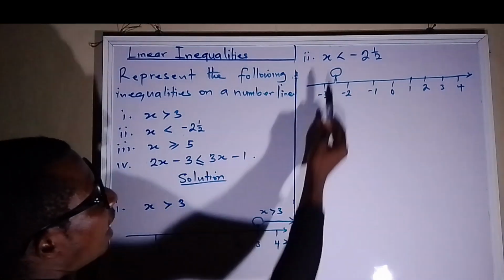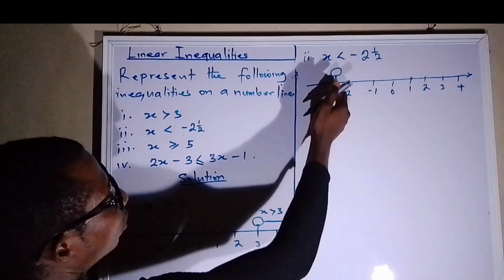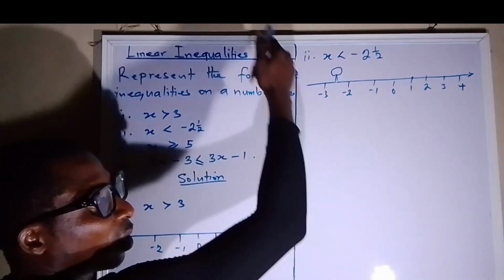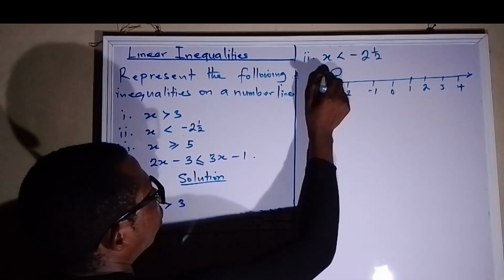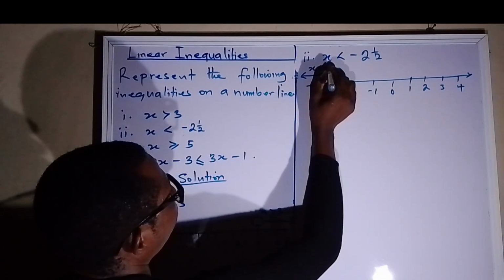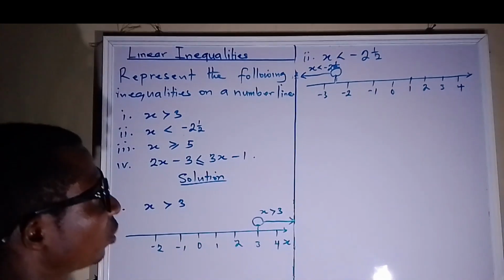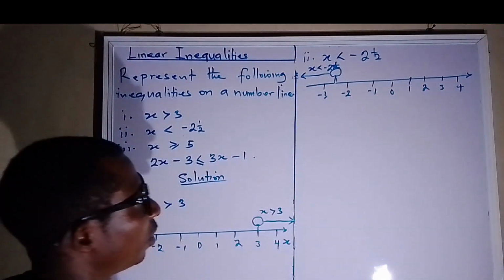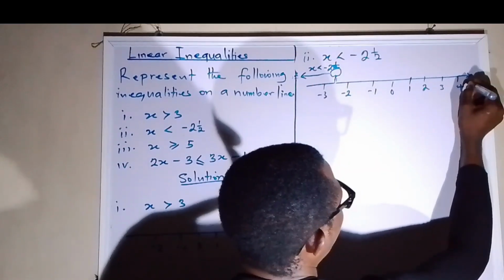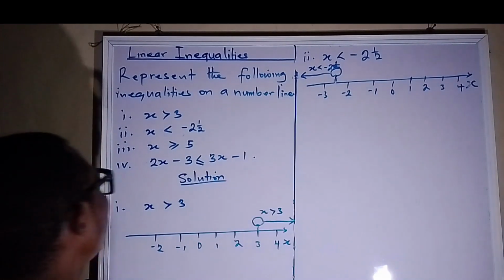Alright, so x is less than minus 2.5. Values that are less than minus 2.5 are minus 3, minus 4, minus 5, and so on. So you draw your arrow in this direction and you write x is less than minus 2.5. Okay, so this is the graph of x is less than minus 2.5. And don't forget that you need to label. So these are the values of x. Now let's look at the third one.